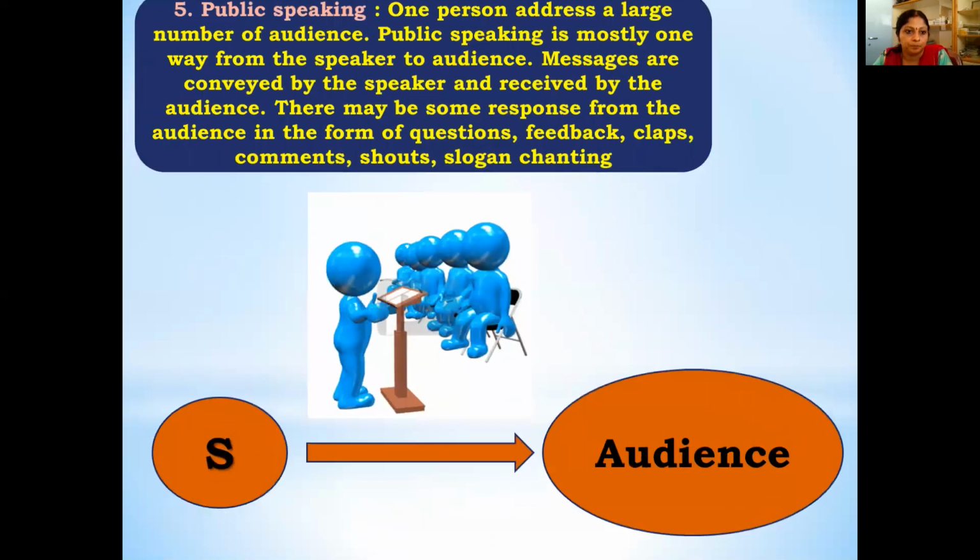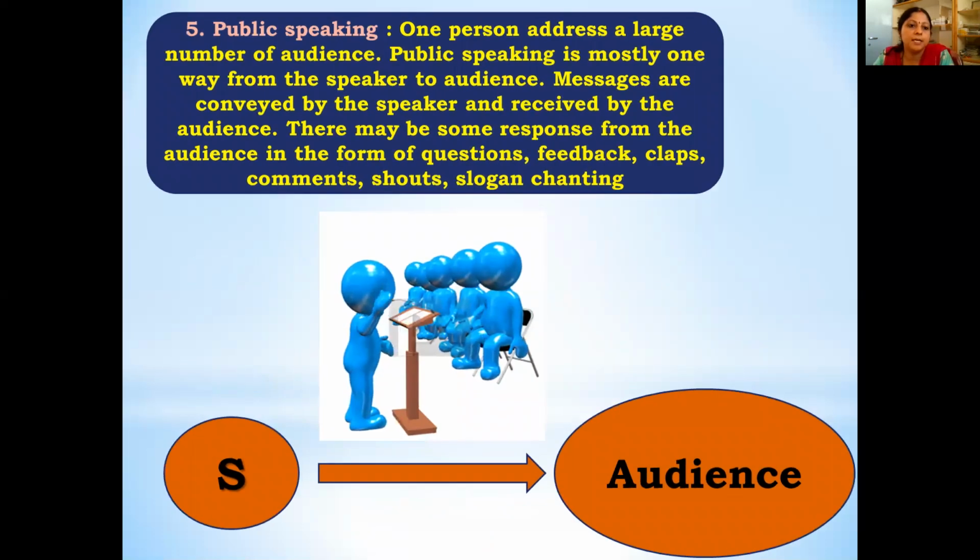And the next one is public speaking. Public speaking is the one in which one person addresses a large number of people, a huge audience. Here you can see the source is one, and the audience is a big number. Public speaking is mostly one way, where the speaker gives a message to the audience. Here we cannot say it is two-way communication. In very rare cases, a few may ask for interaction, and only 2 to 3 questions will be answered by the speaker in a huge gathering. Here, the message is conveyed by the speaker to a huge audience.